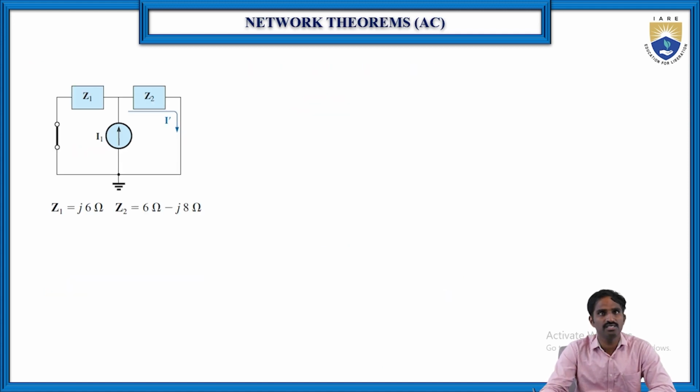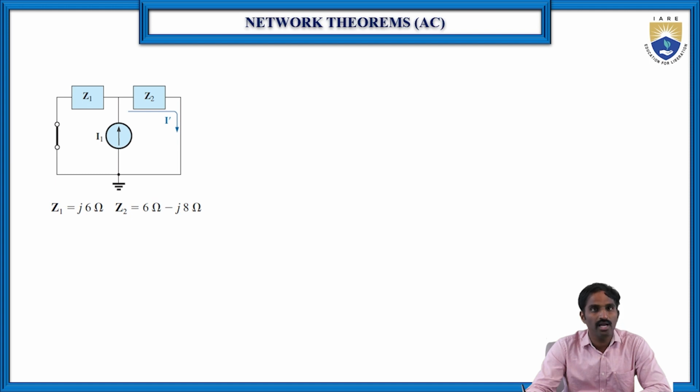So first let us consider the first circuit. We are considering the current source alone and the voltage source E1 is replaced with a short circuit. So here Z1 is equal to j6 ohms and Z2 is equal to 6 ohms minus j8 ohms. So here we need to find the current I dash. Then how to find the current I dash here?